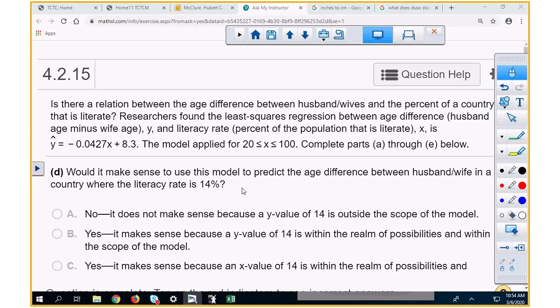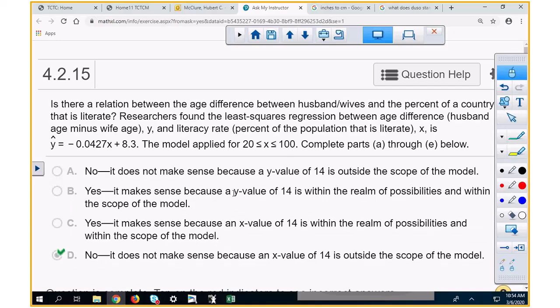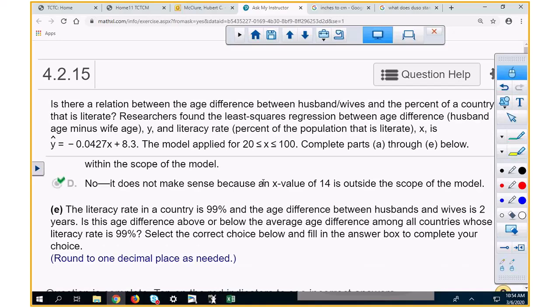Does it make sense to use this model to predict the age difference between husband and wife in a country where the literacy rate is 14%? No, because this model is only good between what? 20 and 100%. So this one's out of the scope. Okay, so outside the scope.